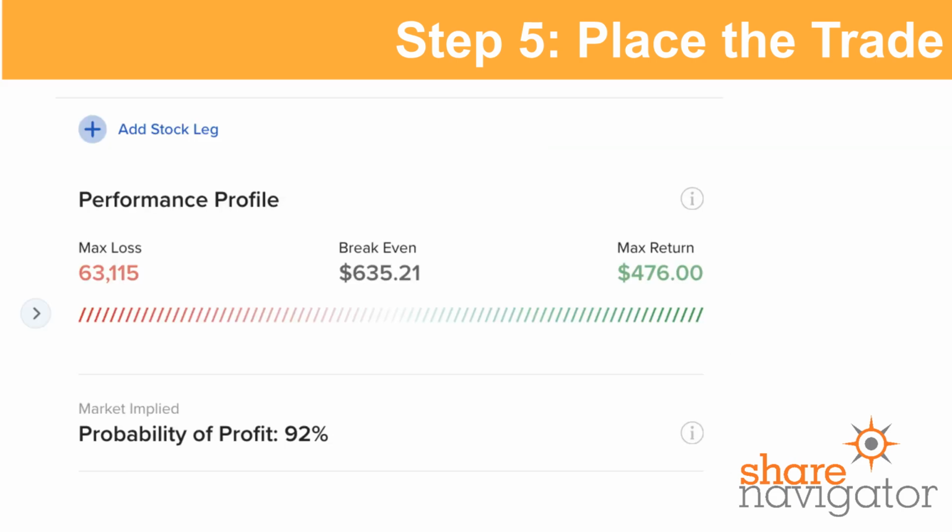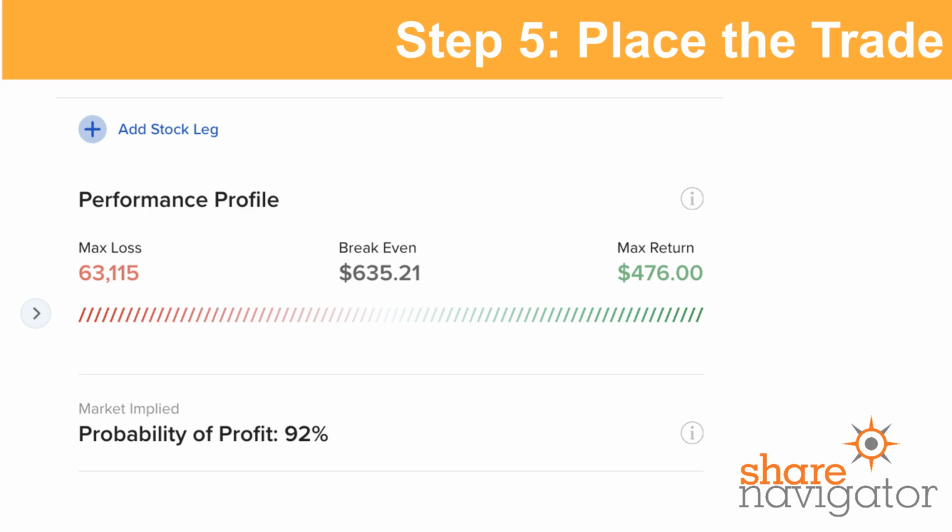In the middle window, it's telling you your maximum loss. You can see it's 63,115. Now, that would assume the S&P 500 went to zero, which is highly improbable. But you still know, theoretically, when you invest in any stock, if it goes to zero, you can lose everything. The break-even price, 635.21, and your maximum return is 476. So again, if you don't like that maximum loss position, switch to a bull put spread.